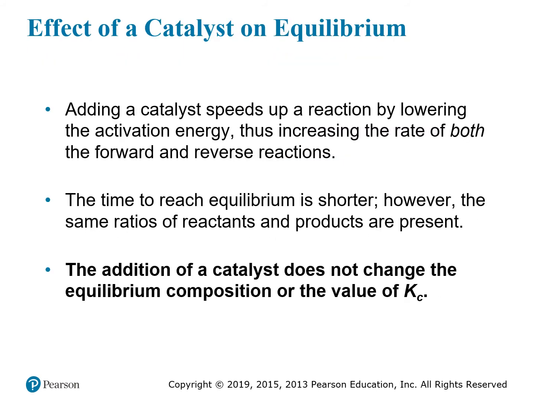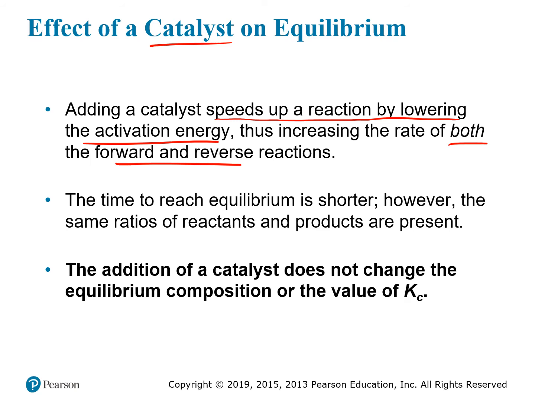Until now, all of the stresses to an equilibrium system that we've been talking about have the effect of changing the rate of the forward reaction or the rate of the reverse reaction so as to unbalance them. Another way to change the rate of a reaction is by adding a catalyst. We know that adding a catalyst speeds up a reaction by lowering the activation energy. However, since the activation energy represents some pathway on going from reactants to products, it is also the pathway to go back from products to reactants. And so decreasing the activation energy actually increases the rate of both the forward and the reverse reactions.